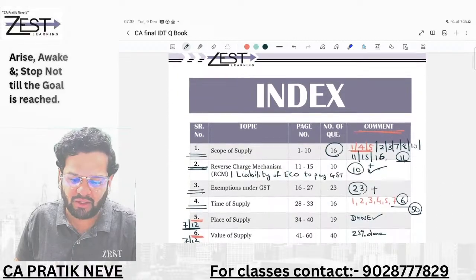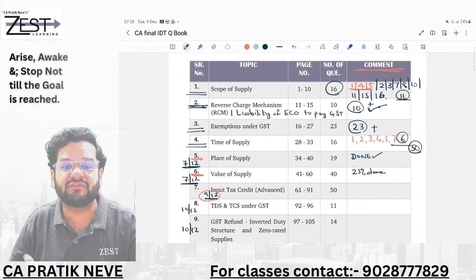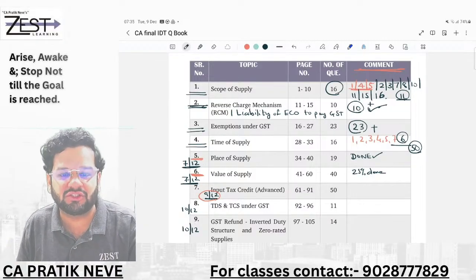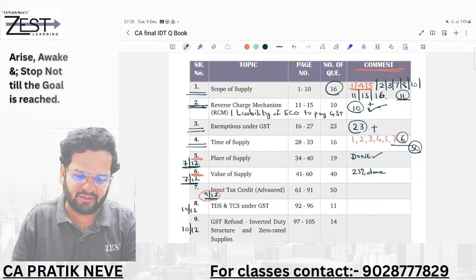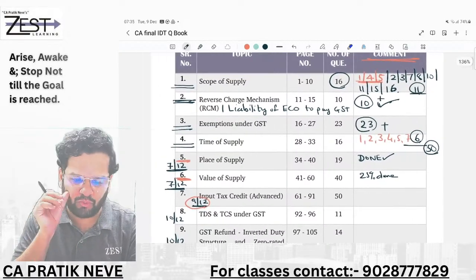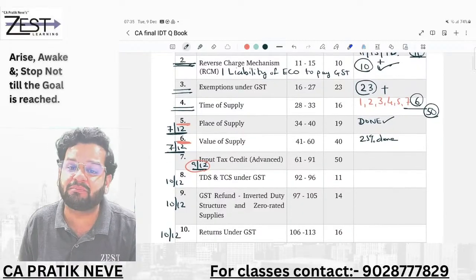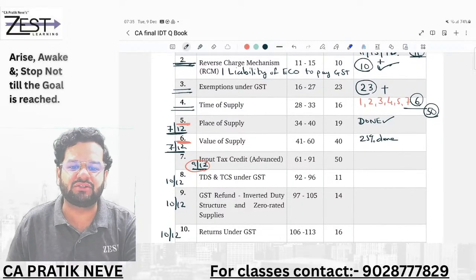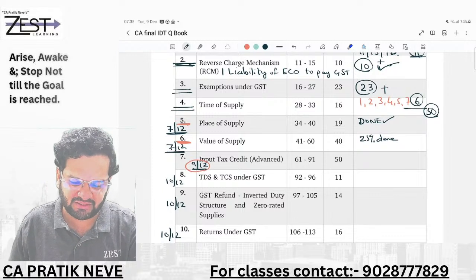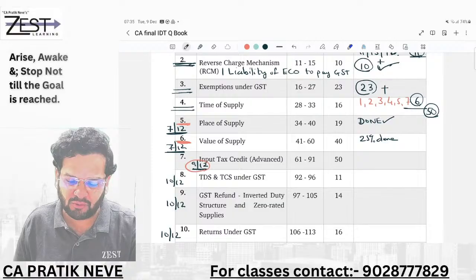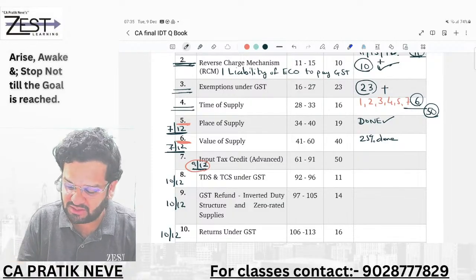Remember, today is our session number 6. So earlier 5 sessions, go ahead and watch if you have not yet watched them. Okay. So we have done scope of supply, RCM, exemptions, time of supply, place of supply, value of supply. And now starting with ITC. So are you ready for input tax credit? So it is from page 61 to 91 and there are about 50 questions in this topic.